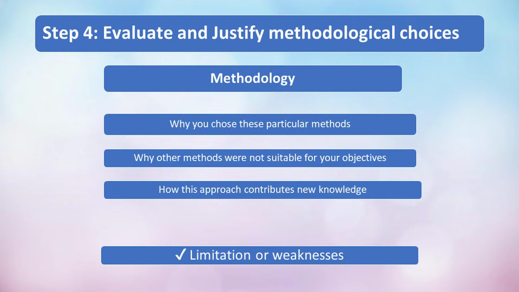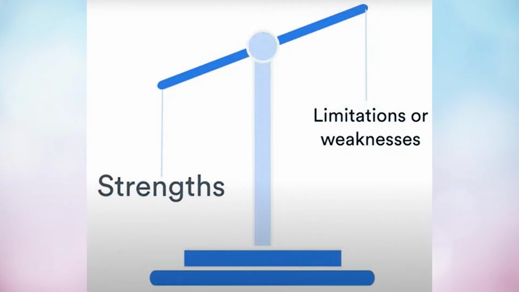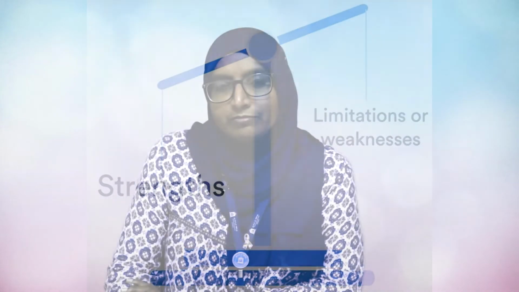You can acknowledge limitations or weaknesses in the approach you chose, but justify why these were outweighed by the strengths. Remember that your aim is not just to describe your methods, but to show how and why you applied them. Again, it's critical to demonstrate that your research was rigorously conducted and can be replicated.